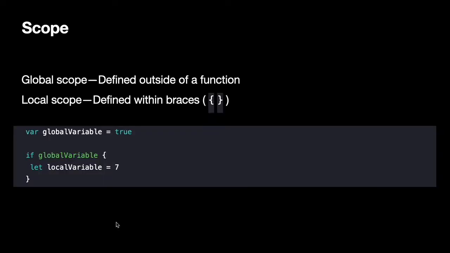A constant or variable that is defined outside of a function has global scope. For example, here global variable has global scope, and so you can access global variable anywhere in your program.